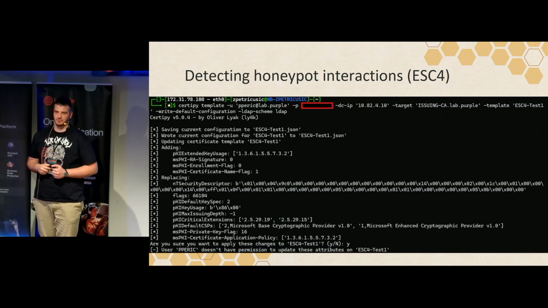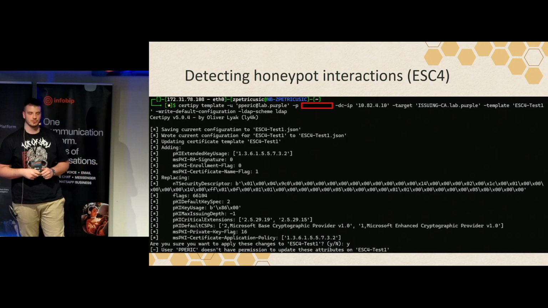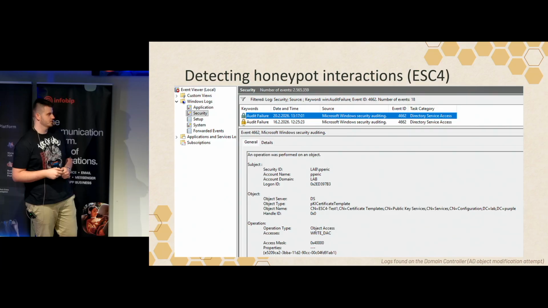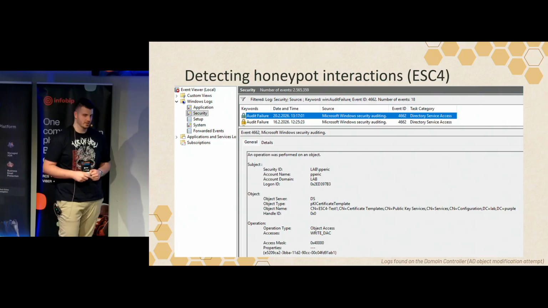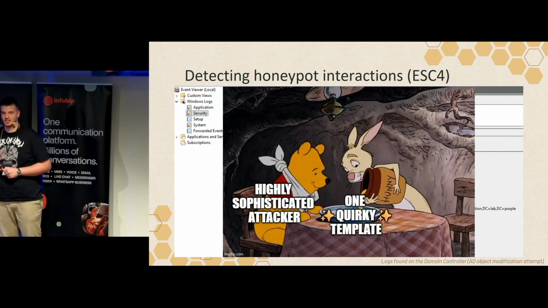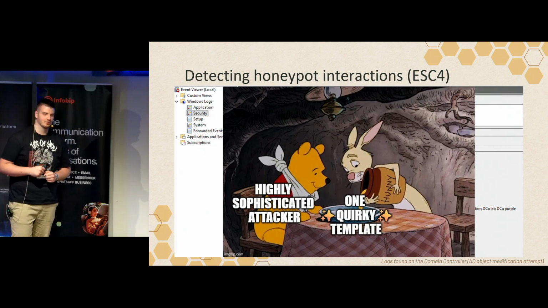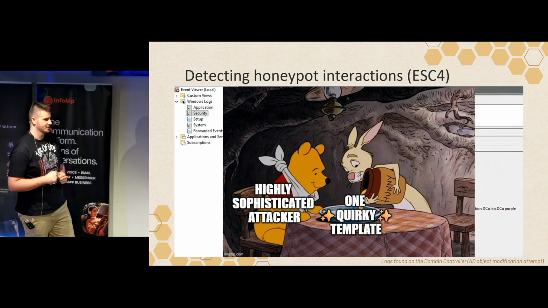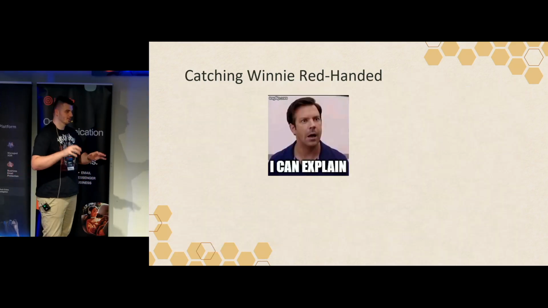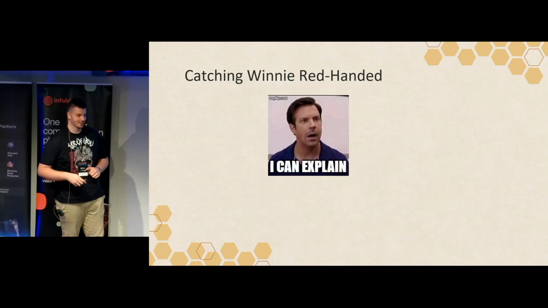Okay, let's detect that. We trigger an ESC4 event using Certify. We tell it to write the default configuration. The configuration update fails. And we get a 4662 failure, which states, hey, this user requested this template, and they tried to write the discretionary access control list. And that, my friends, is how you catch highly sophisticated APTs in your environment, exploiting highly sophisticated vulnerabilities such as ESC1.